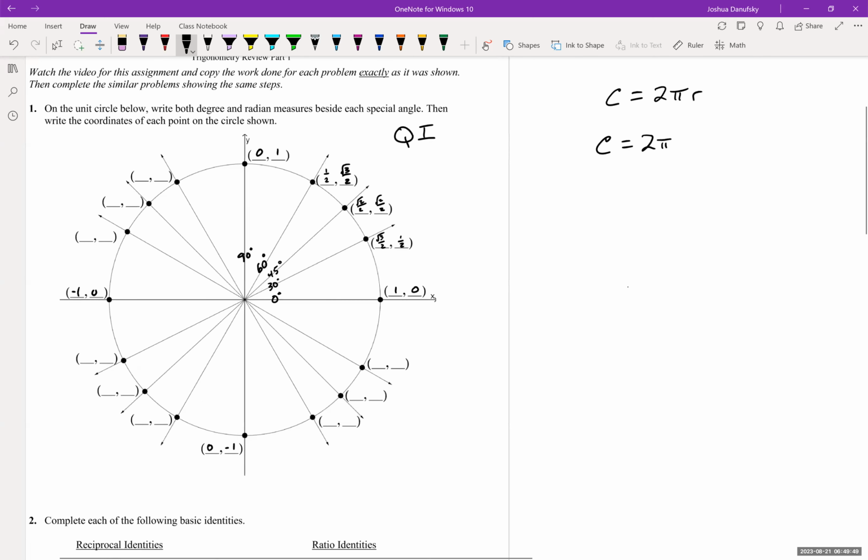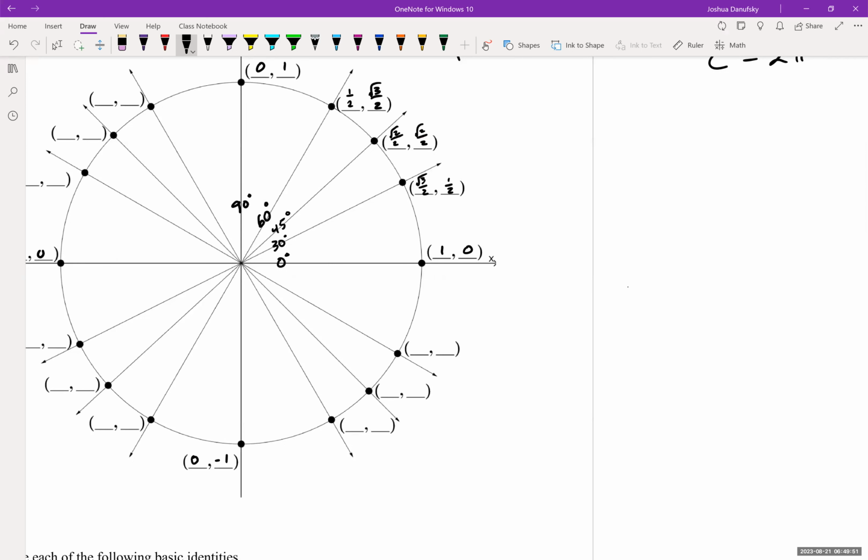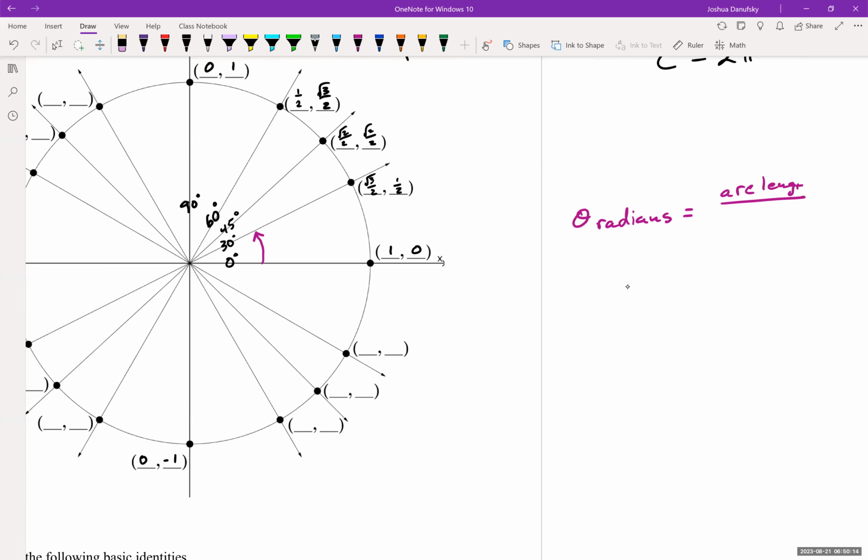Now, without going too much into it, radian measure, for example, this little angle here, when we have the unit circle, well, let's do it this way. An angle theta in radians is equal to the arc length over the radius. Basically, we're counting how many radii live in this arc length on the circle. In other words, how much of this lives in there, okay?